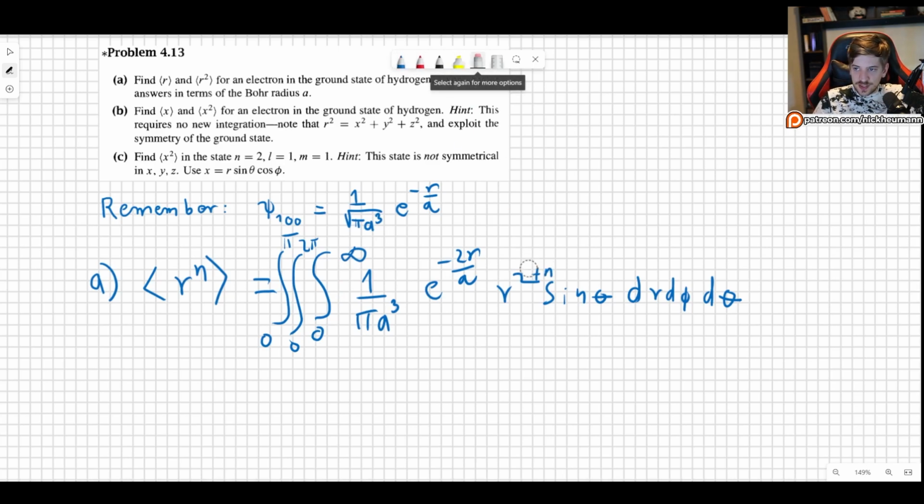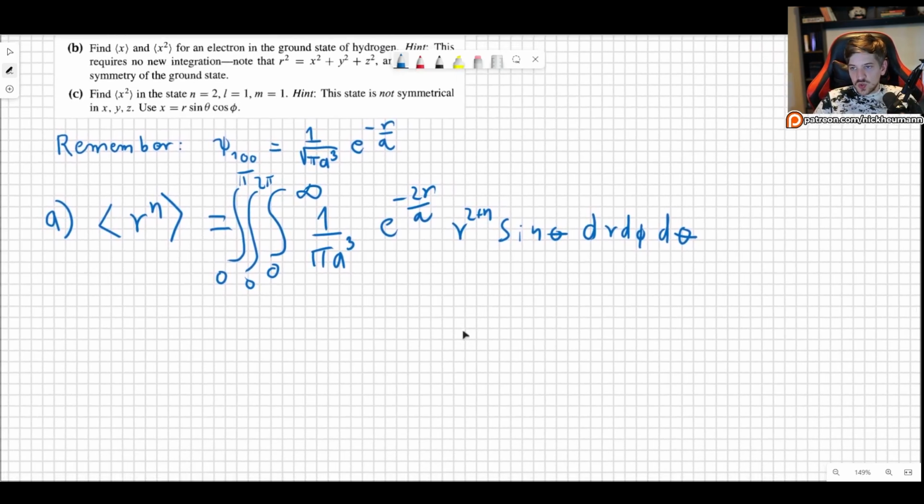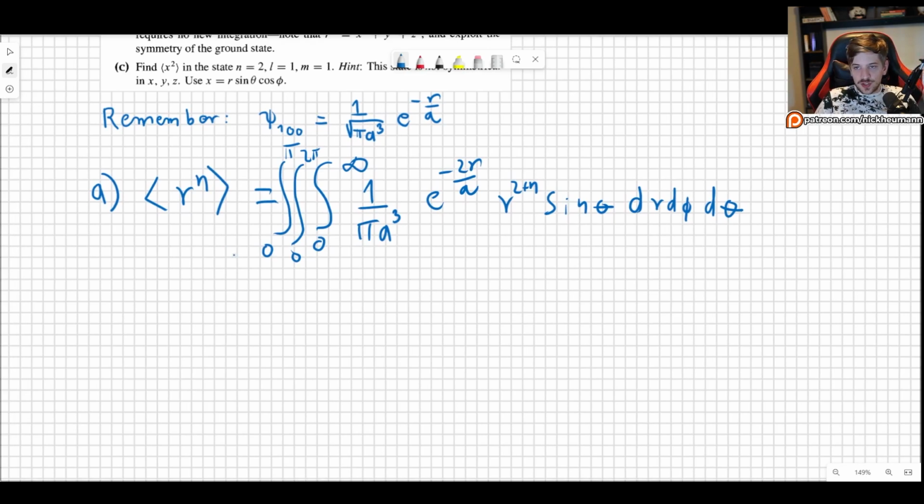Okay, maybe I'll just write it a little bit neater here. So r to the 2 plus n. That's what we want to integrate. Okay, so what is this? Well, here there are some things that we know. I mean, the integral of sine from 0 to pi is 2. The integral from 0 to 2 pi is 2 pi. So we have a factor of 4 pi as usual.